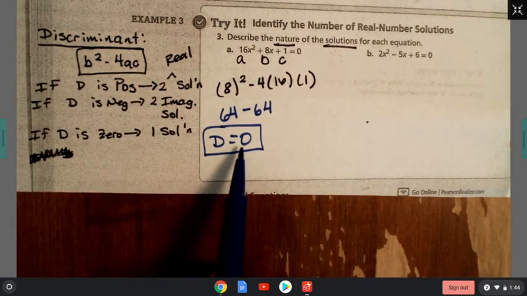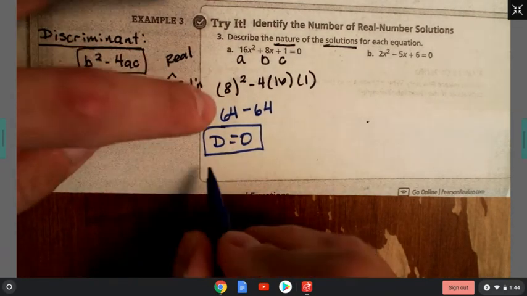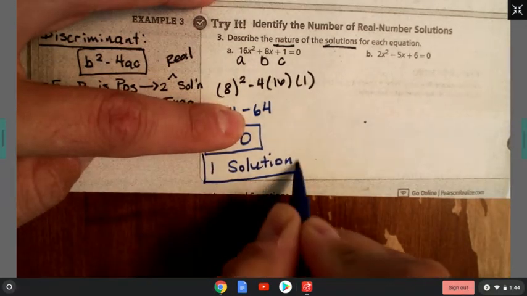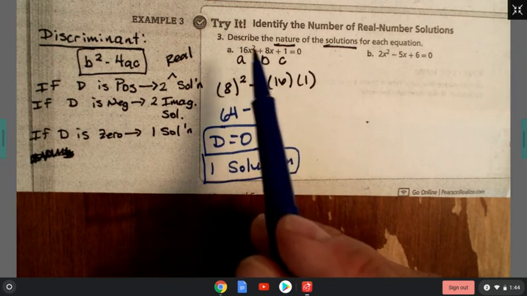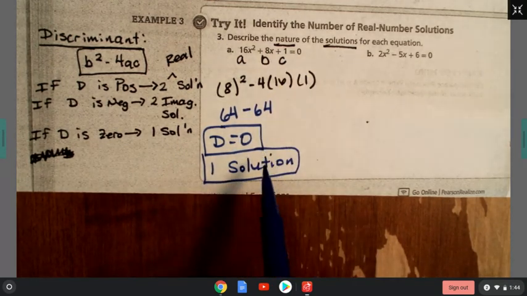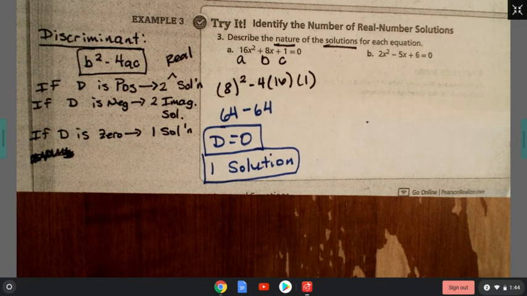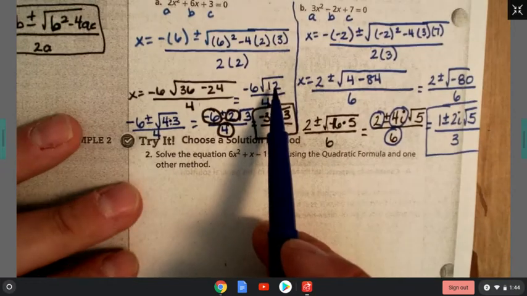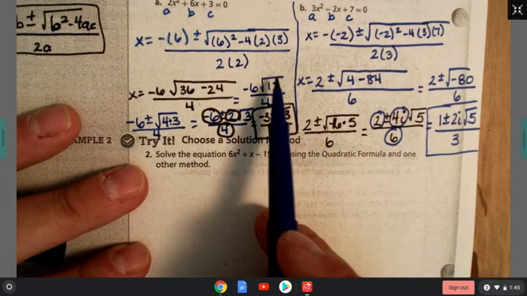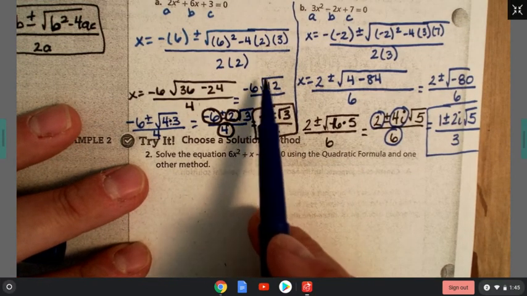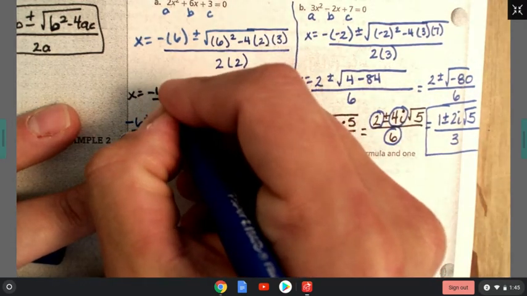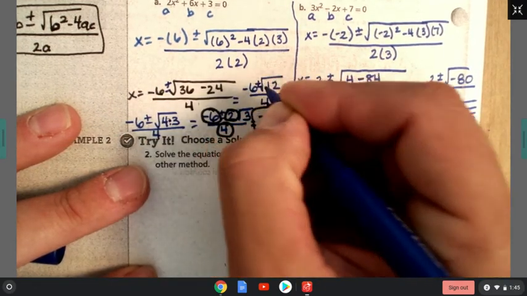Since the discriminant is 0, that means we are going to have one solution to this problem. If we were to solve this, now we're not going to, but if we solved this, we would only get one answer. There wouldn't be two answers to this problem. There would just be one, because this number would be a 0, and the square root of 0 is just 0, so the 0 just goes away. All right, actually just noticed up here I forgot to put the plus or minus in between them. I forgot the plus or minus in that problem.